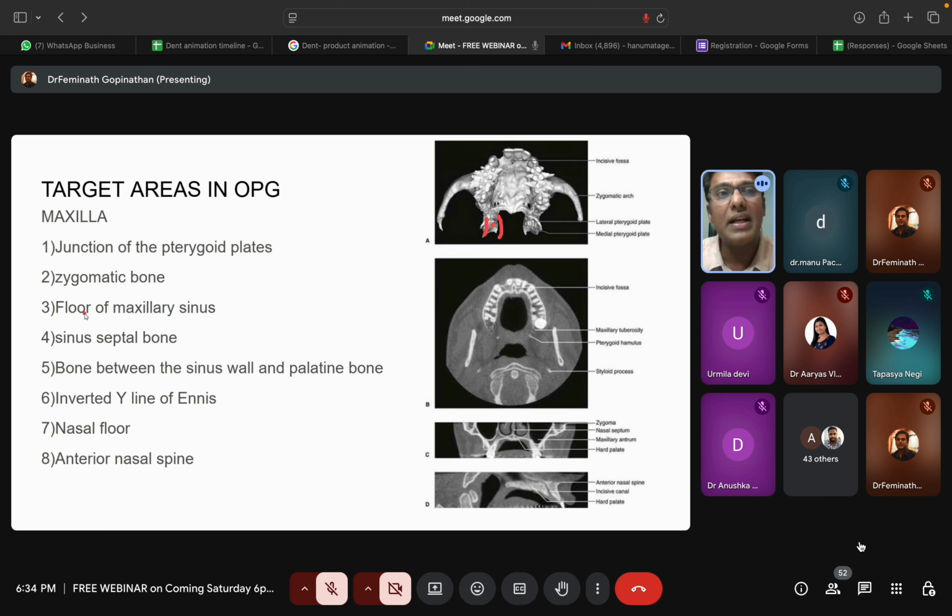Now, talking about pathological bone, that does not come under our purview in this session. Floor of the maxillary sinus is not a very good bone, but still can be relied on. Sinus septal bone is far better than the floor of the maxillary sinus. Then bone between the sinus wall and the palatal bone, inverted L line of Ennis, nasal floor and anterior nasal spine. These are the areas we target as far as maxillary is concerned. I'll go into detail about all these things.